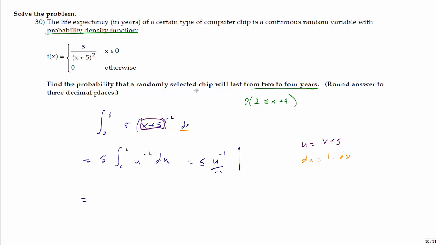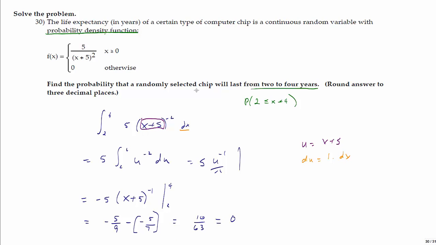And so now substituting back in, I've got my 5 and my -1 here. So I have a -5 and then my u to the -1. And now I'll evaluate from 2 to 4. I will plug in my 4. So I have -5 over 4 plus 5, that's 9, minus, and I plug in my 2, so I have negative 5 over 2 plus 5, so that's over 7. You can work it out with decimals. You can get a common denominator first, and again end up with 10 over 63.